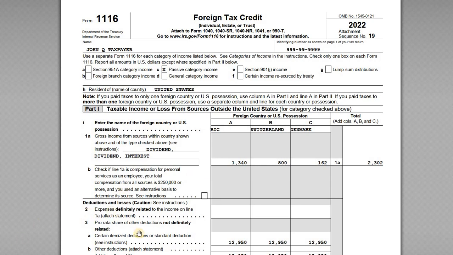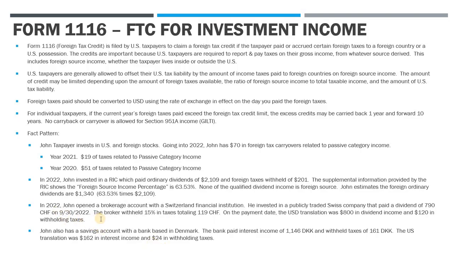All right. So going back to the fact pattern, the second investment that John has, he opened a brokerage account with a Swiss financial institution. So this is a Swiss broker. He invested in a publicly traded Swiss company, paid him dividends of 790 francs on September 30th, 2022, and the broker withheld 15%, so 119 Swiss francs. On the payment date, the USD translation using that spot rate means he was paid $800 in USD and $120 US in withholding taxes.